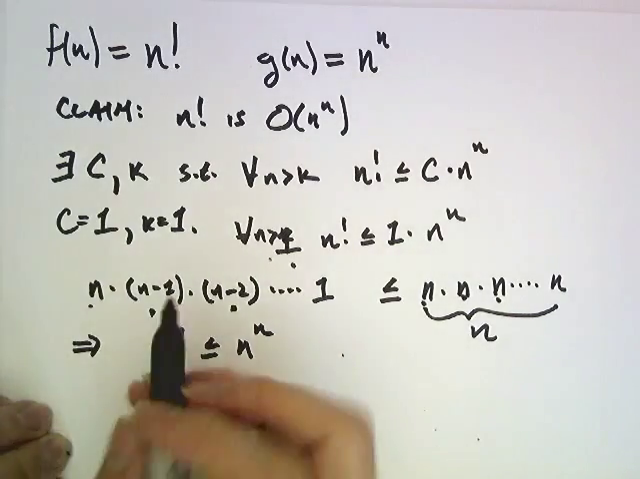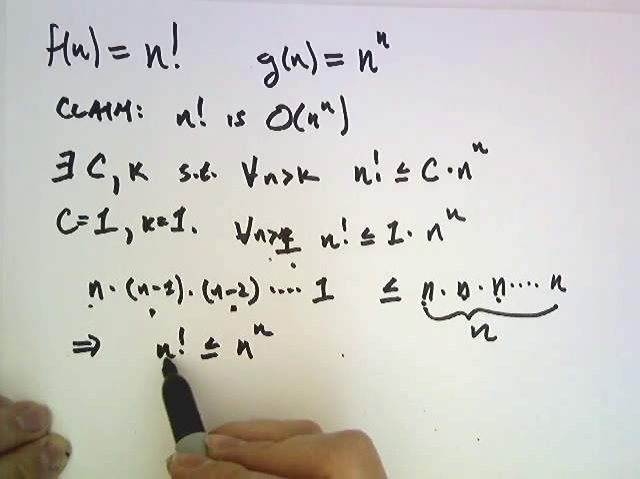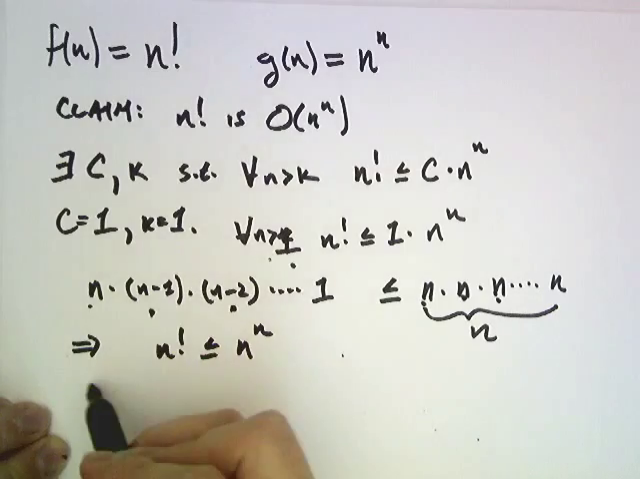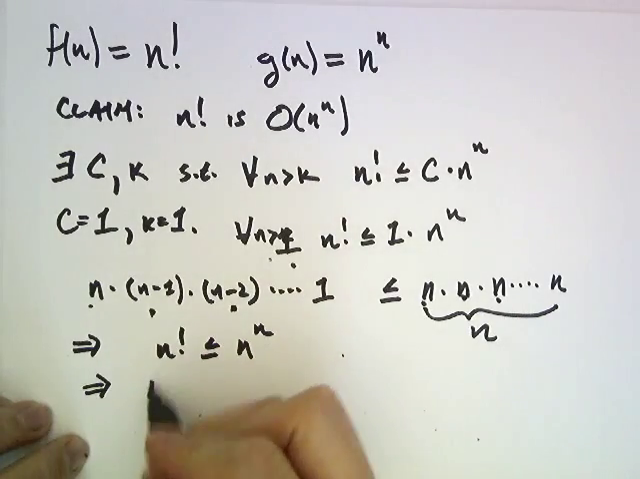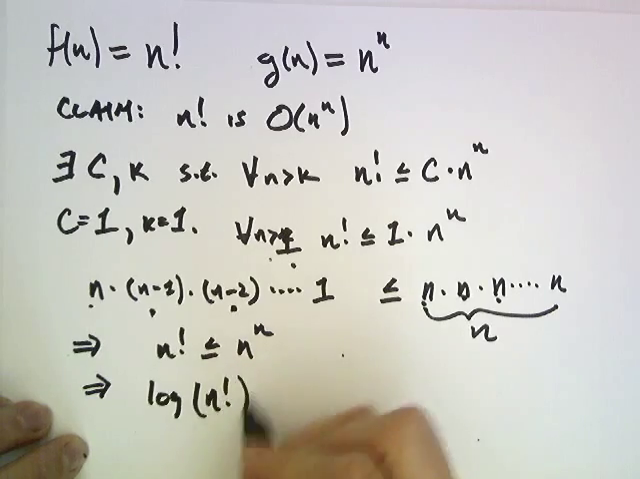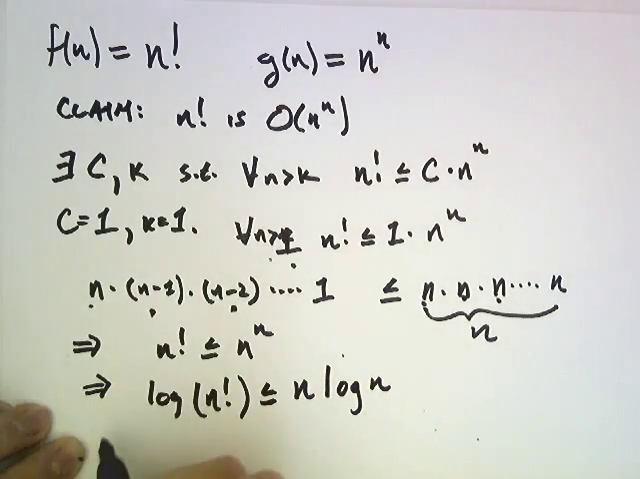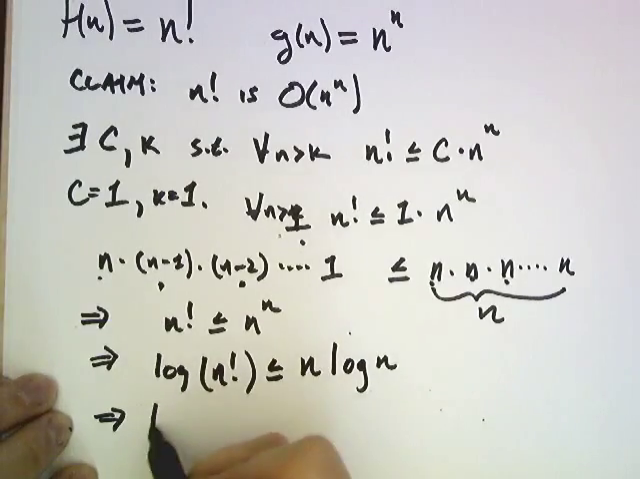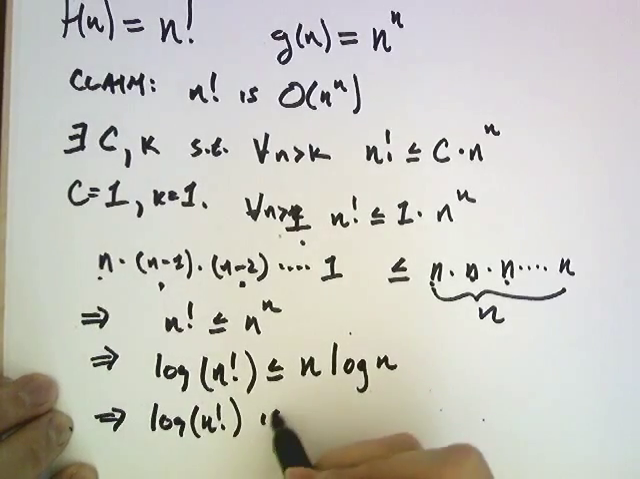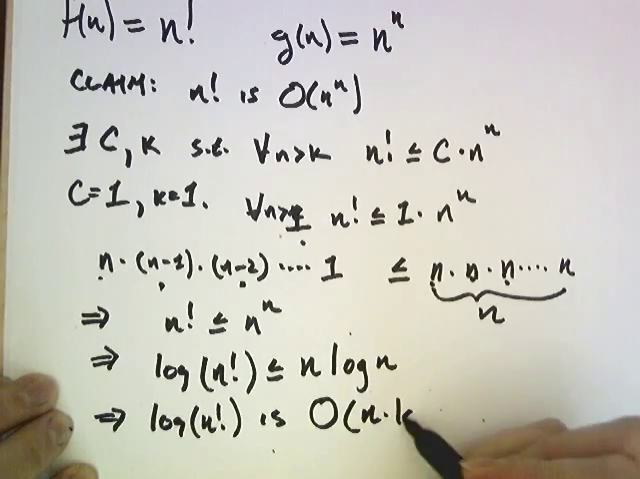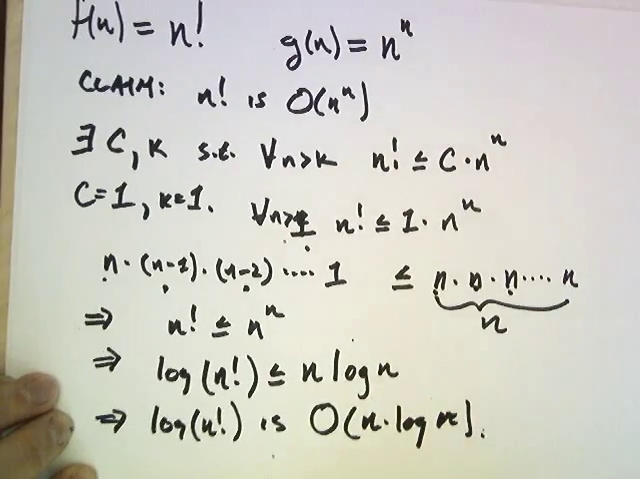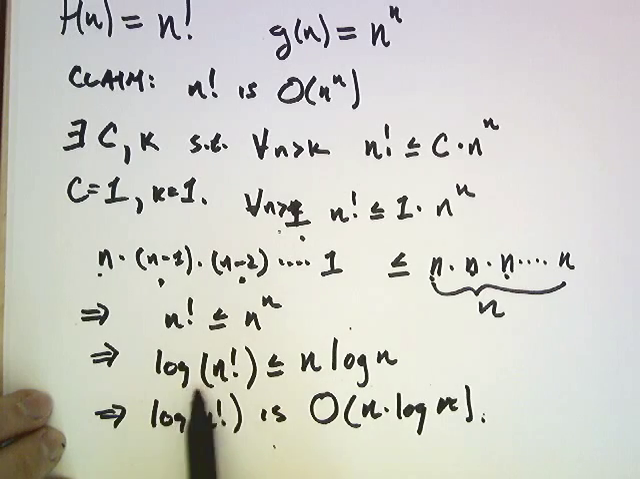Now another slightly interesting thing we could do is, since we know that n factorial is less than or equal to n to the n, we could take the log of both sides. We get log of n factorial is less than or equal to n log n. And this implies that log of n factorial is big O of n times log n. Because for every n, log of n factorial is less than or equal to 1 times n log n, so therefore log of n factorial is big O of n log n.